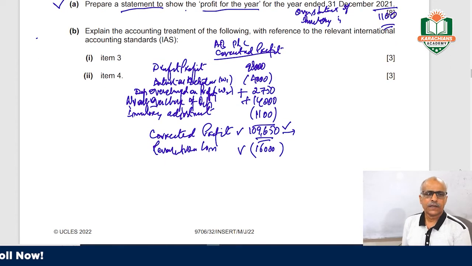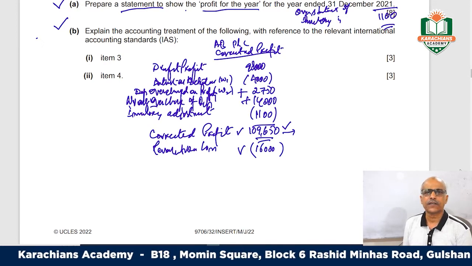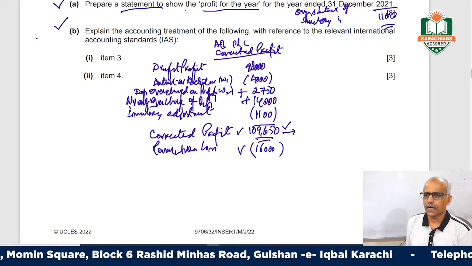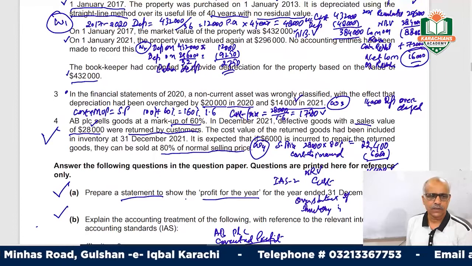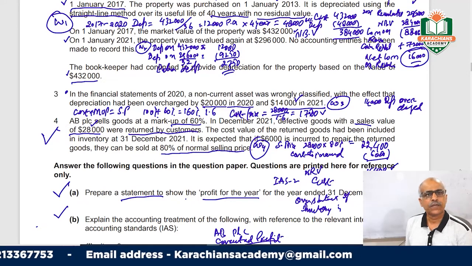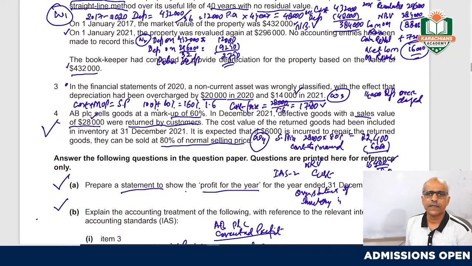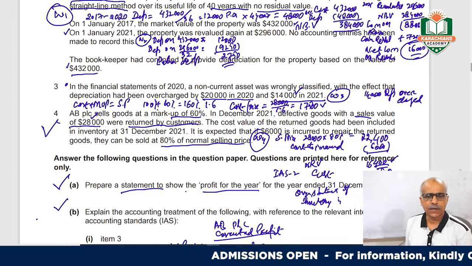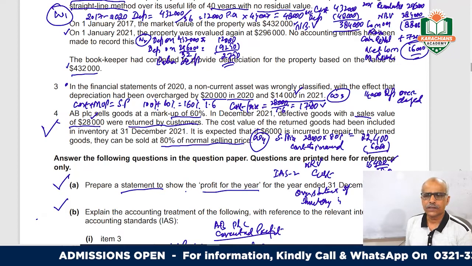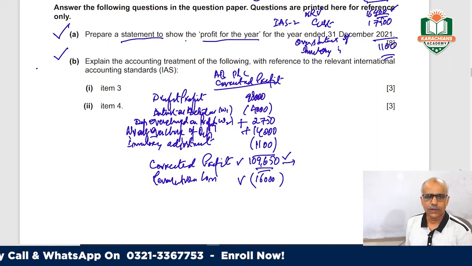In B, explain the accounting treatment of the following with reference to the relevant international accounting standards. Item 3 was in the financial statements. Yes, this was the overcharge of depreciation in the previous year, 20,000. So it means this is a prior year adjustment. Here accounting standard 8 applies, accounting policies, changes in accounting estimates and errors. So we will consider that.